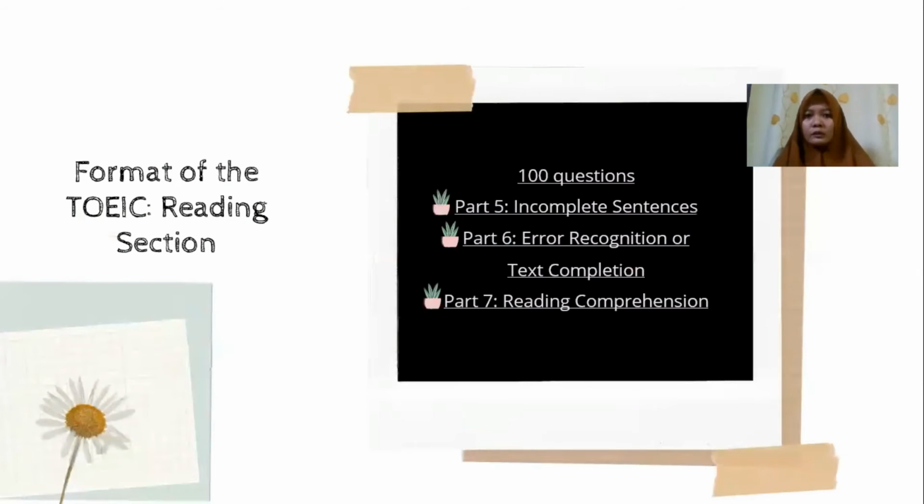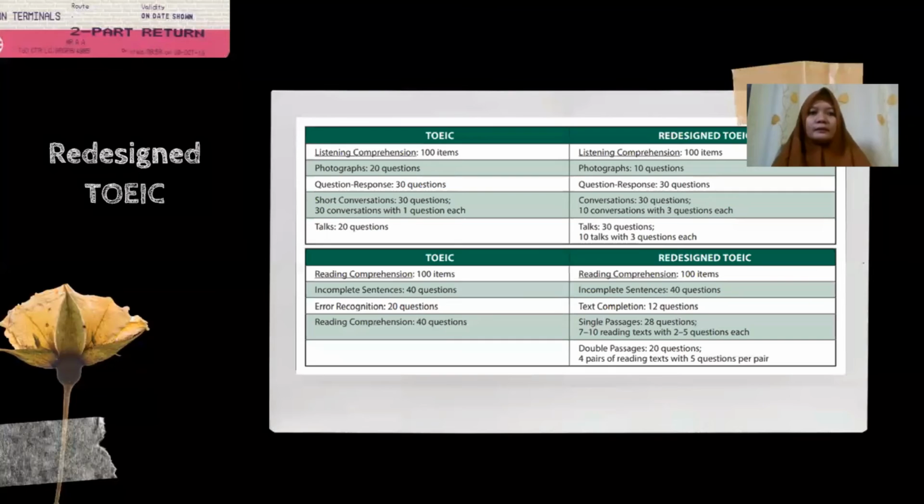The next one is about the reading section. In this reading section, there are 3 parts: incomplete sentences, error recognition or text completion, and also reading comprehension. And this is the redesigned TOEIC. You can see it in the slide.